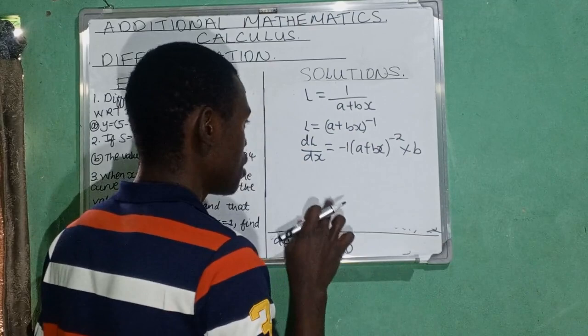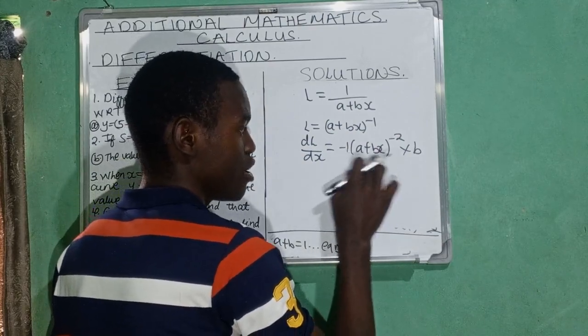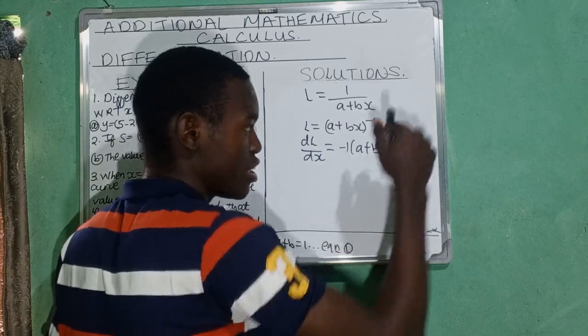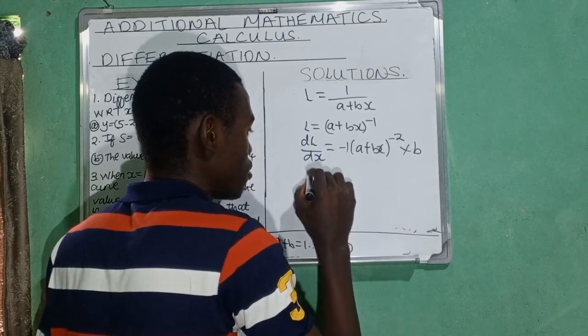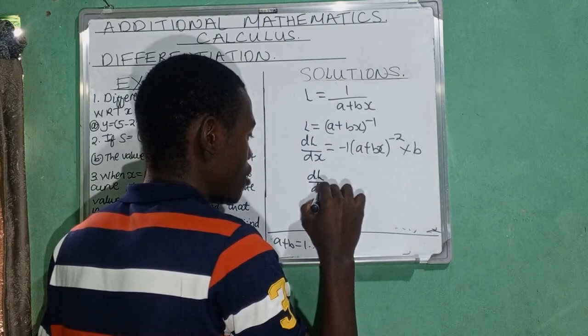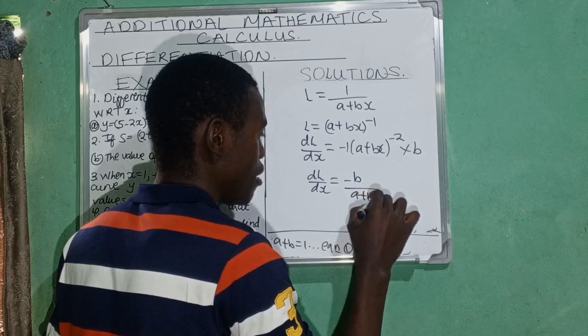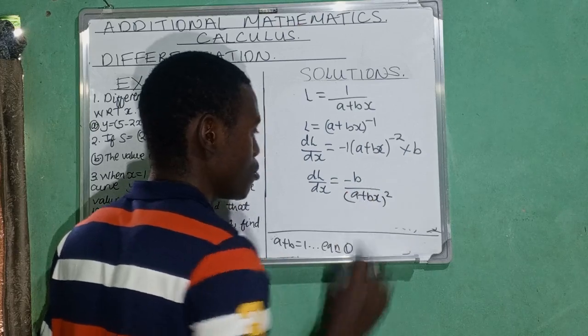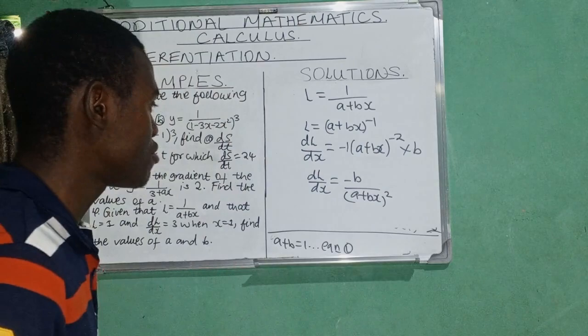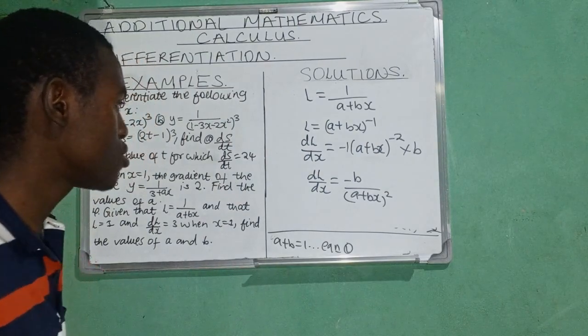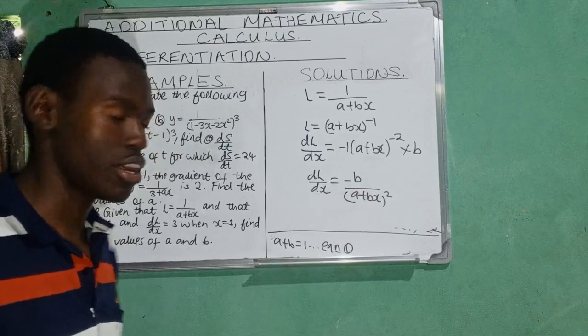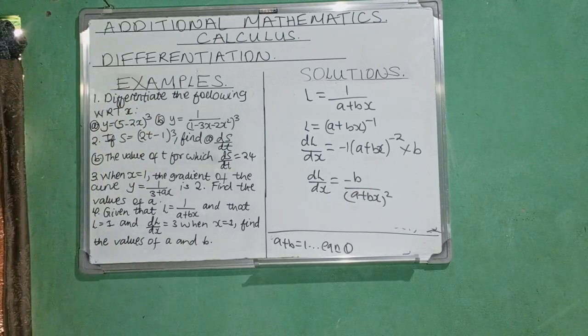And then to proceed, we can take this expression here, the core, we can take it down so we can make the power positive. So your dl dx will be equal to negative b divided by a plus b x raised to the power positive 2. In that way, after writing it dl dx like that, this is your final answer for the dl dx. Now we go back to the information.